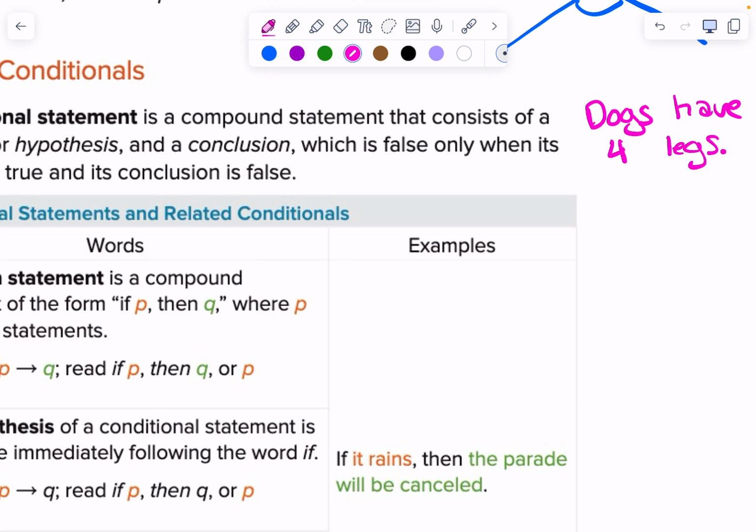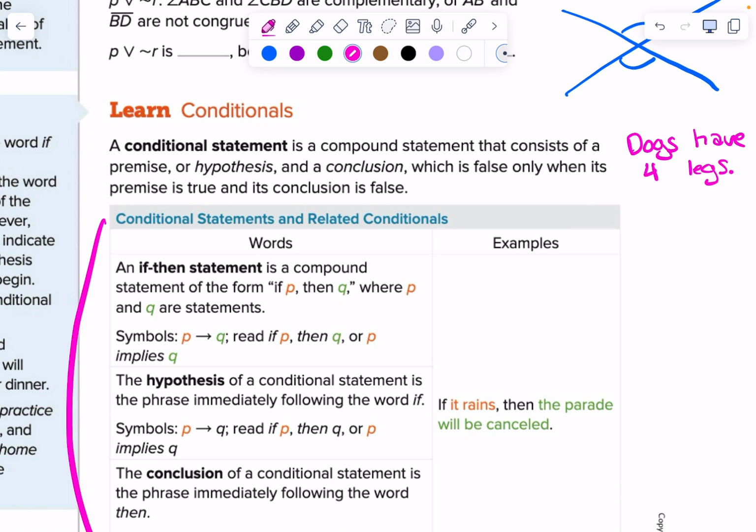We don't have room to write. Dogs have 4. Put it up to the side over here. We don't have room right now. Yes, you do. That's fine. You have room. Deal with it, Dylan. Okay, here we go. Ready? We got 3 things to do and then we're done. Dogs have 4 legs. Here we go.